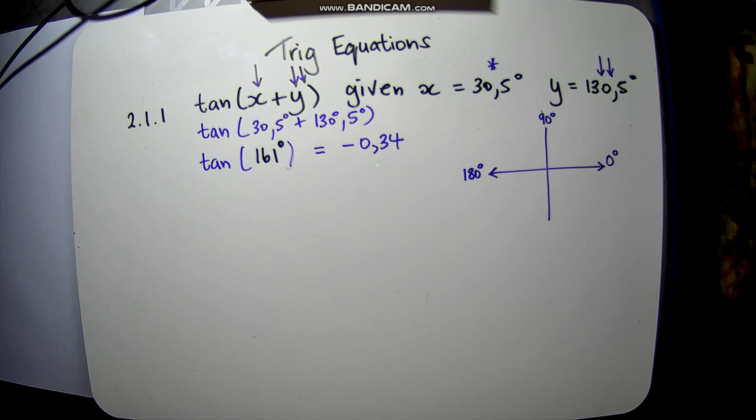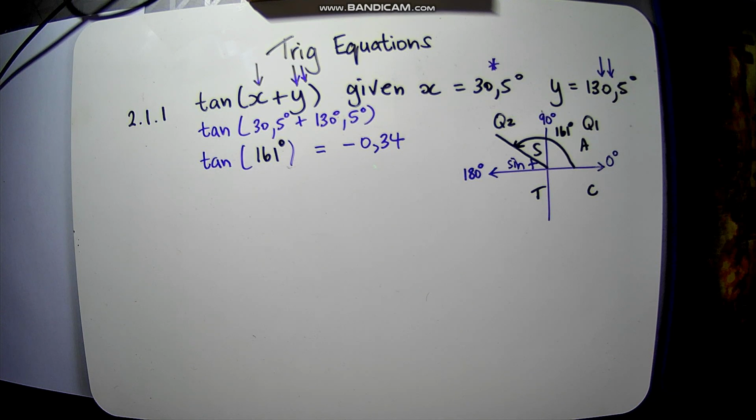Now looking at the negative is not a problem. If you understand 161 degrees, which quadrant will that be on the Cartesian plane? Top right quadrant is called quadrant 1. Quadrant 2 is top left quadrant. Notice that tan is negative in quadrant 2. Notice that sine is positive in quadrant 2. Only sine positive. That means the other functions will be negative in quadrant 2. So tan 161 degrees is equal to a negative 0.34.